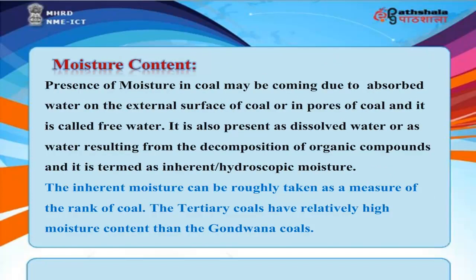Moisture content. Presence of moisture in coal may be coming due to absorbed water on the external surface of coal or in pores of coal, and it is called free water. It is also present as dissolved water or as water resulting from the decomposition of organic compounds, and it is termed as inherent or hygroscopic moisture. The inherent moisture can be roughly taken as a measure of the rank of coal. The tertiary coals have relatively high moisture content than the Gondwana coals.